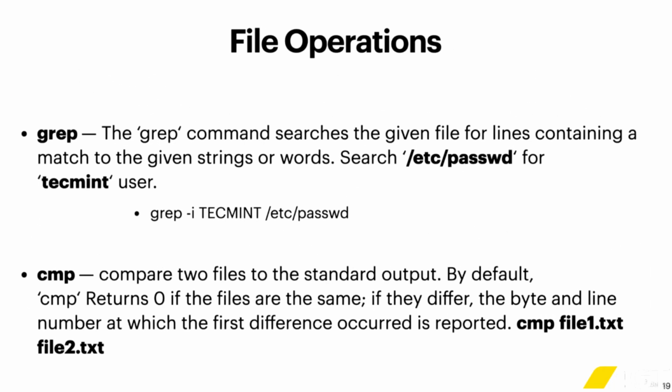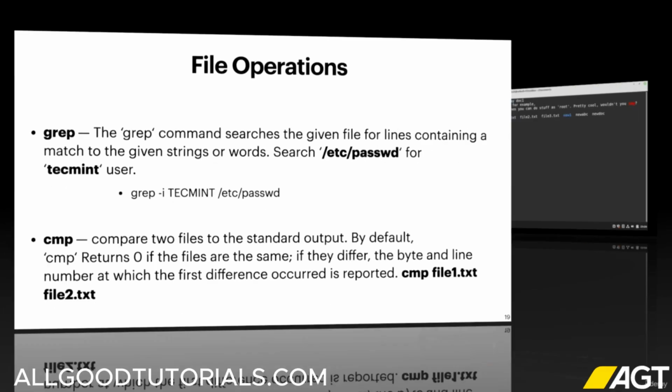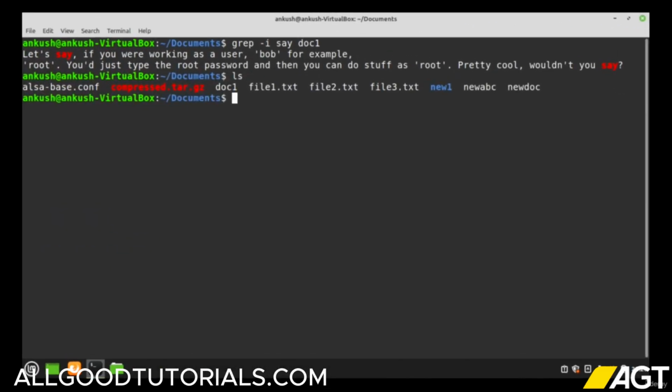Next is CMP. CMP is used for comparing two files. So if you want to compare two different files, we can use this command. In my documents folder, I have a lot of files. So let's try to compare two files, like compare file 1 with file 2. So file 1 and 2 are very similar. That is why it is not returning anything.